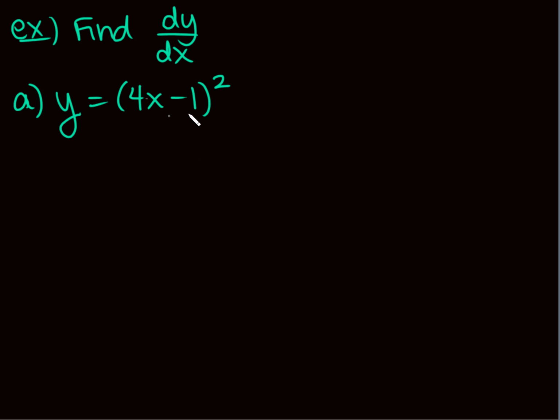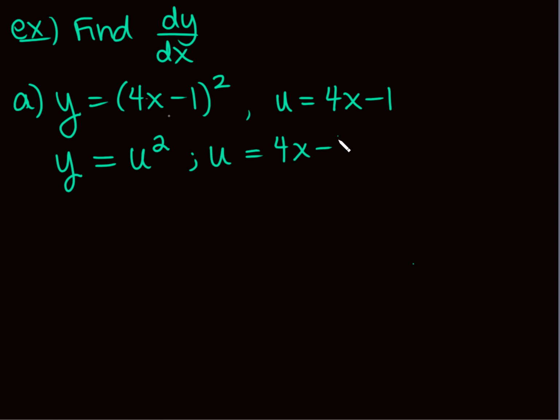So if you look at this, I am going to define my outer function and my inner function, and then I'm going to use dy du times du dx. Most of the time, though this isn't always true, your inside function is going to be everything inside the parentheses. So I'm going to set u equal to 4x minus 1. Look at what happens if I let u equal 4x minus 1. Then what does y become? y becomes u squared. And I'm just going to write that u next to it, and u is 4x minus 1.